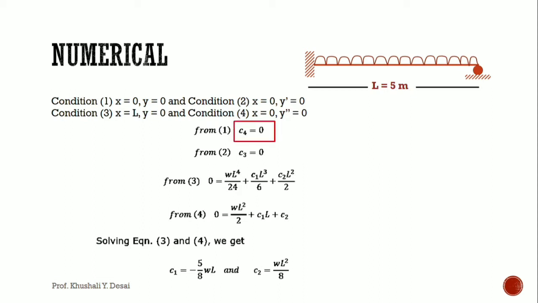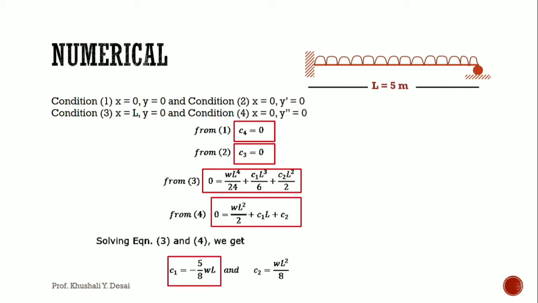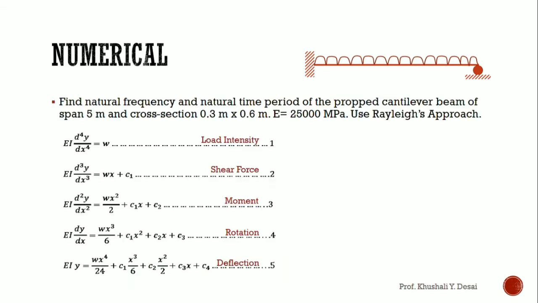So from the first condition, C4 comes out to be 0. From the second condition, C3 also comes out to be 0, constants. From third equation and fourth equation, these are the forms you obtain. In solving equation 3 and 4, you'll get other two constants as C1 as minus 5 by 8 WL and C2 as WL square by 8. So you have got all the four constants C1, C2, C3 and C4. These constants are from these equations.